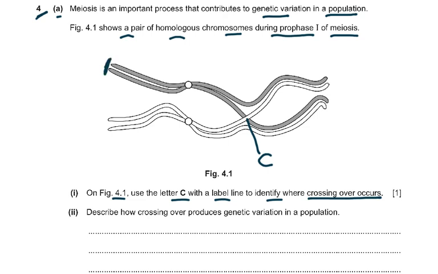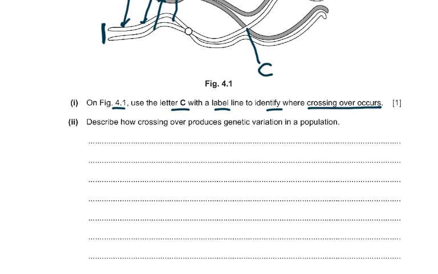So these are sister chromatids, not between these two. These are sister chromatids. So it has to be either with this and this, or with this and this, or with this and this, or with this and this. So you have to see which is between non-sister chromatids. Okay, now let's go on to the next part of the question.